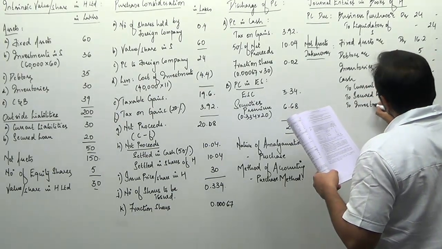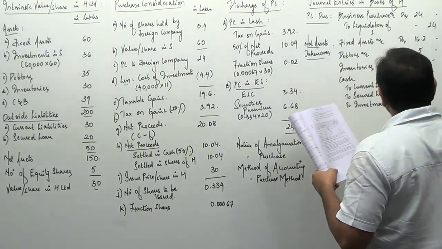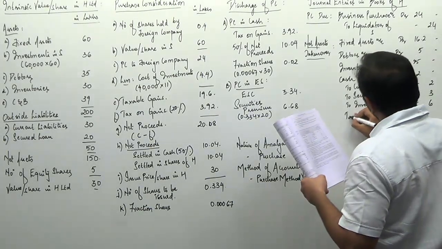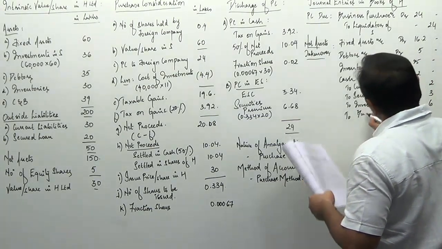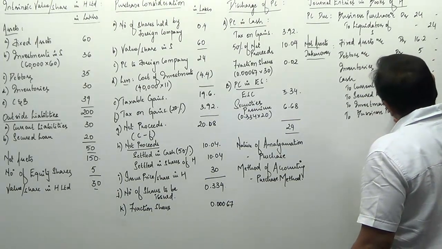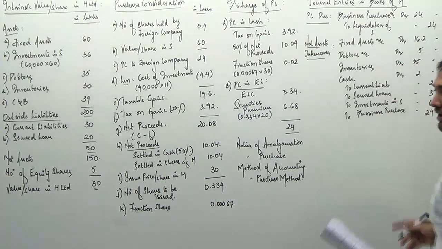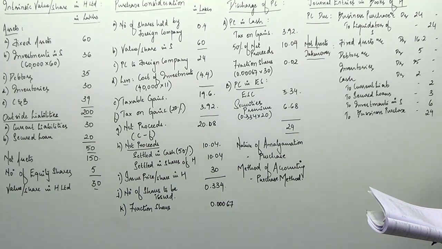Cancel your investments. Investments in S, I purchased it at 6. To business purchase, this is the purchase consideration which you paid now, 24. Check for goodwill or capital reserve. I think you should get a capital reserve here.